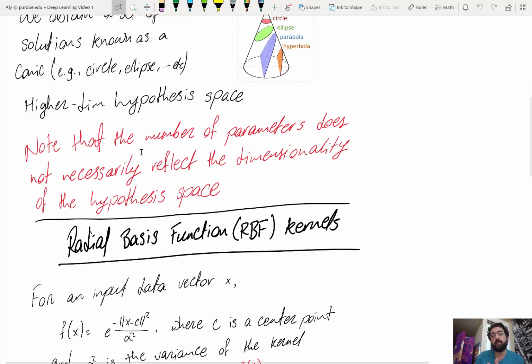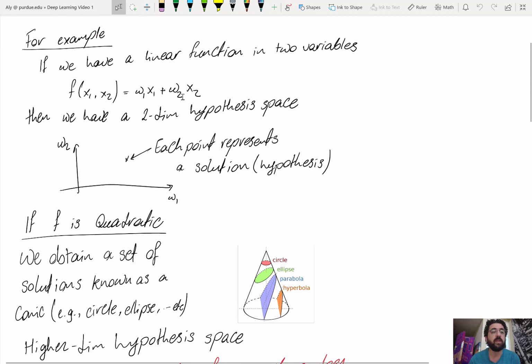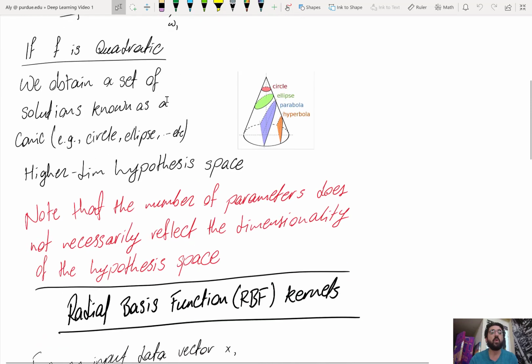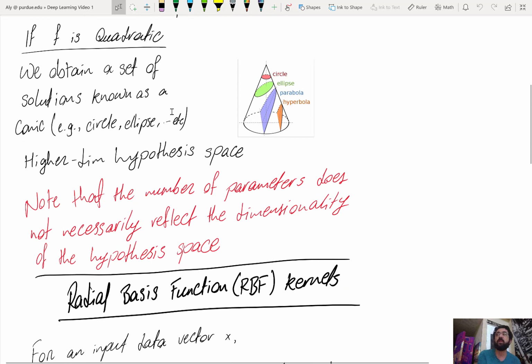Now, we'll get back to this question of complexity and its implications throughout the course. But one key point out of this video, one takeaway lesson, is that the number of parameters, the number of free parameters, whether it's w1 and w2 in the case of a linear function here, or whatever free parameters you have to represent a quadratic function in two variables, is not necessarily the same as the dimensionality of the linear vector space that represents the hypothesis space.